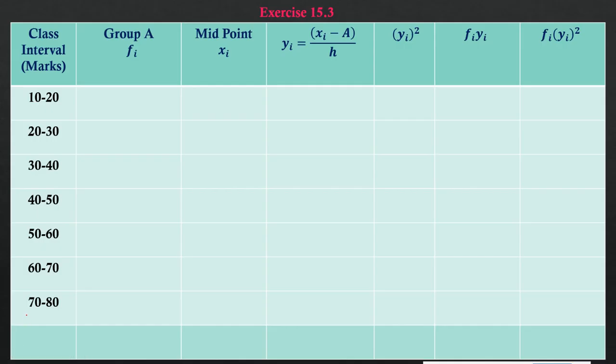So we'll start with question number one. I have drawn a table. This table has 7 columns, right? Class interval has already been marked. I will be taking group A and group B separately.